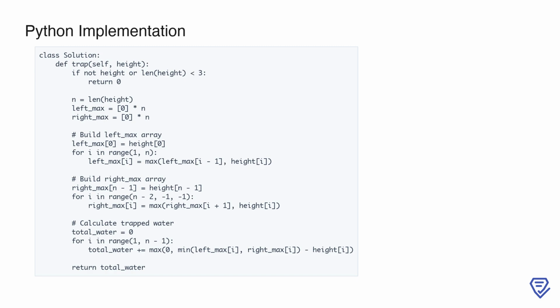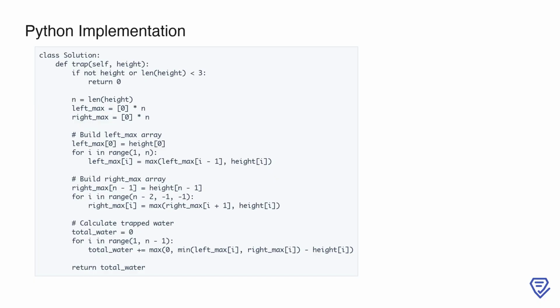This implementation solves the trapping rainwater problem using the dynamic programming approach with two auxiliary arrays. First, we check if the input array height has fewer than 3 elements, as no water can be trapped in such cases. If it's valid, we initialize two arrays, left_max and right_max, to store the maximum height to the left and right of each bar, respectively.